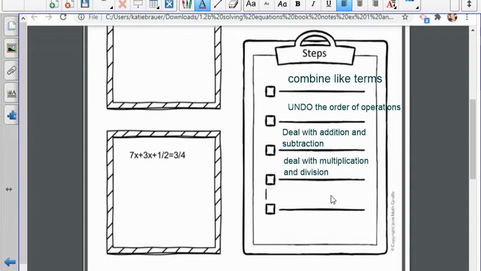So the last step is deal with parentheses. This is a weird word to spell. Deal with parentheses.